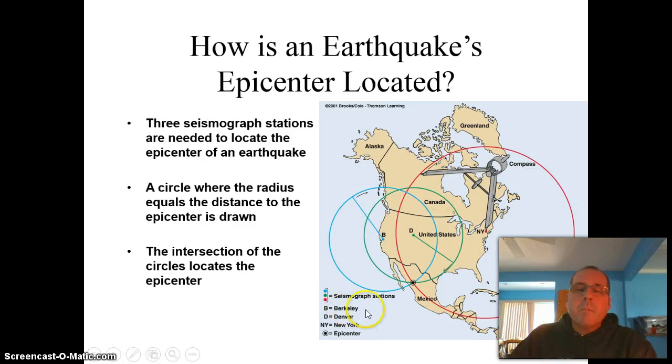Oh, it says down here we've got Berkeley, California, great college there. Denver, Colorado, and New York City, I should say. Okay, so that's how you triangulate or pinpoint the epicenter of an earthquake.